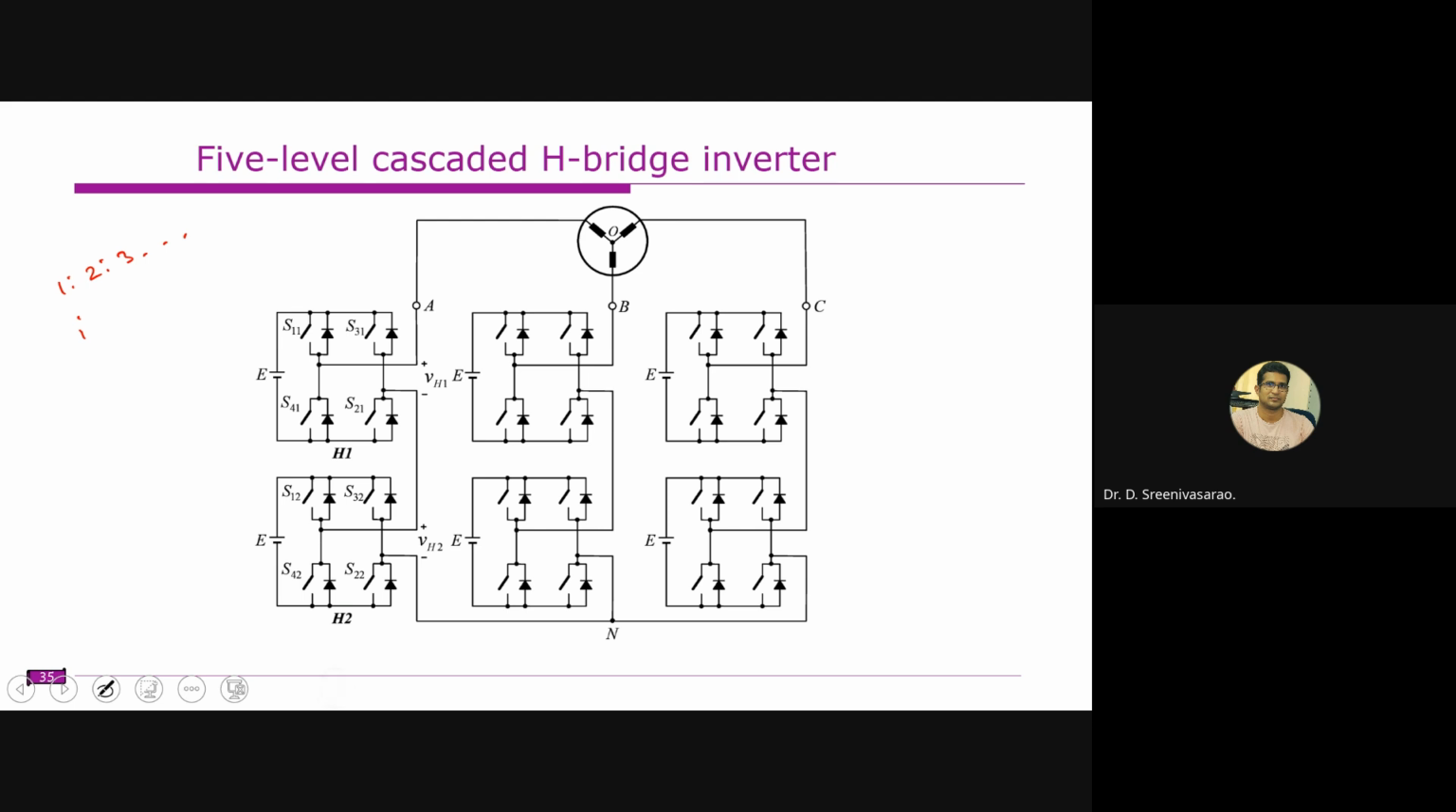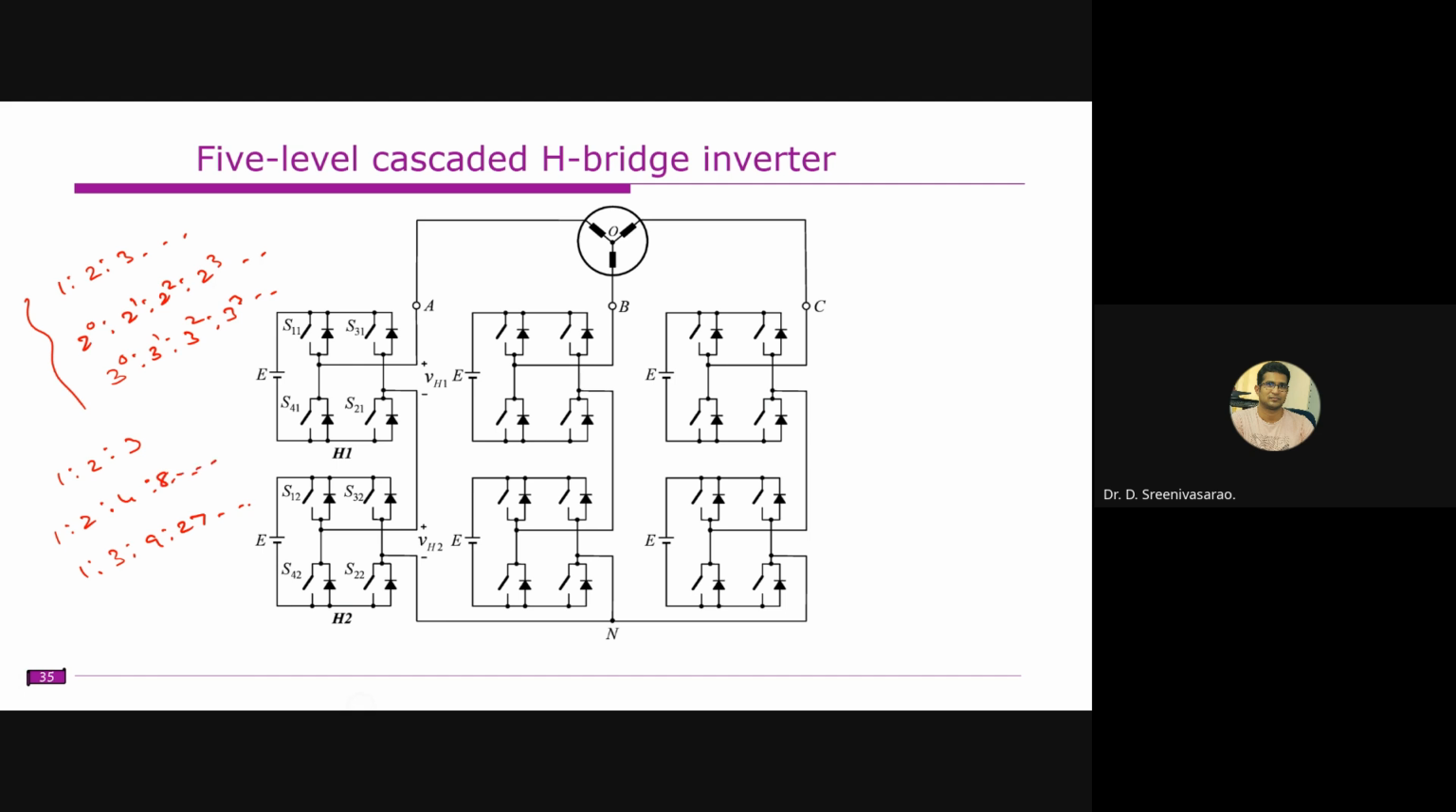These are in arithmetic progression or geometric progression, like 2 to the power of 0, 2 to the power of 1, 2 square, 2 cube, and so on. Similarly, 3 to the power of 0, 3 to the power of 1, 3 square, 3 cube, and so on. So these are the valid ratios: 1 is to 2 is to 3, another one is 1 is to 2 is to 4, and 1 is to 3 is to 9 is to 27, and so on.